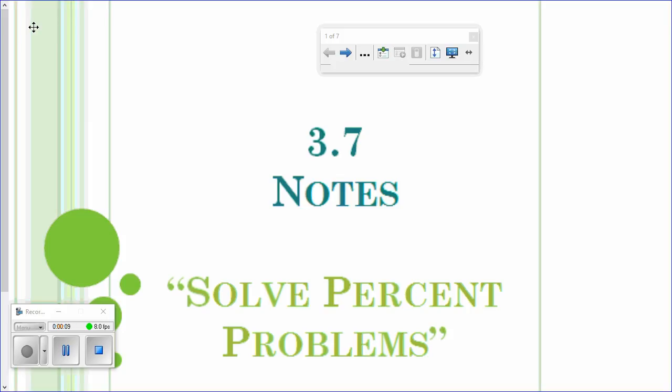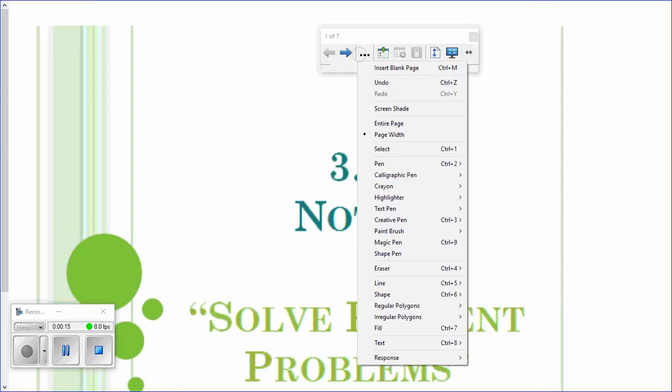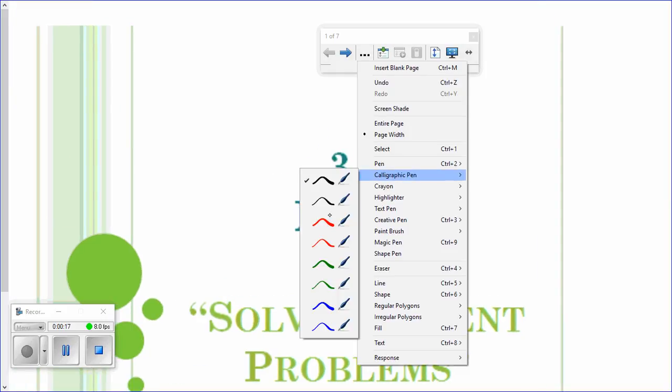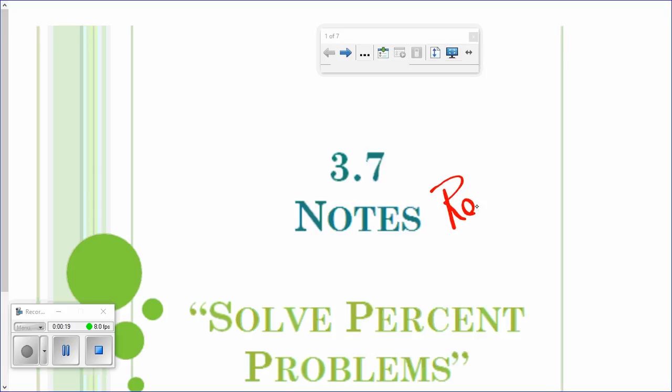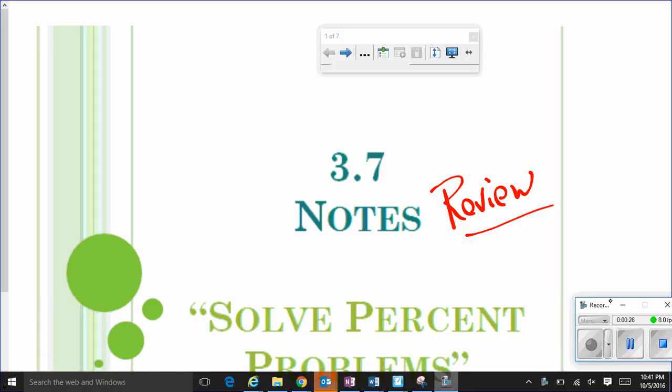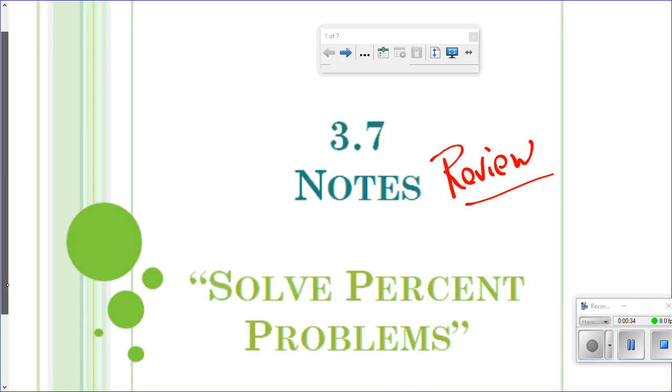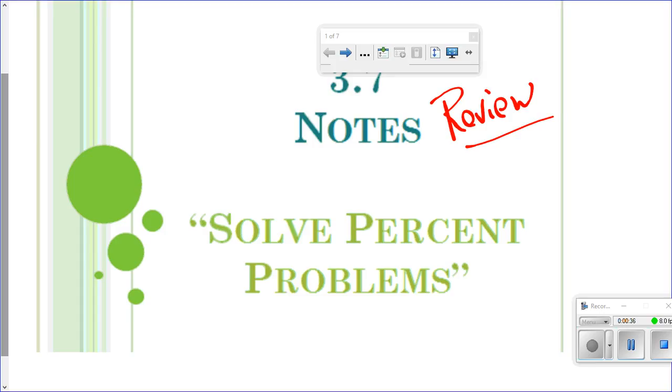I'm going to go through another round of notes with you, solving percent problems. I'm hoping that you guys will find this to be a review. I don't think there's going to be a whole lot of new things in this topic. Again, that's part of the reason why I'm doing it this way, letting you guys view it on your own. My goal for you is that you'll get the notes done here in class today, and then also have time to finish your homework before you leave for the weekend. That's the plan, so let's go ahead and get started.